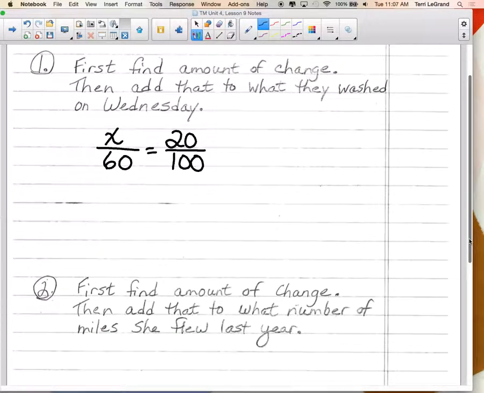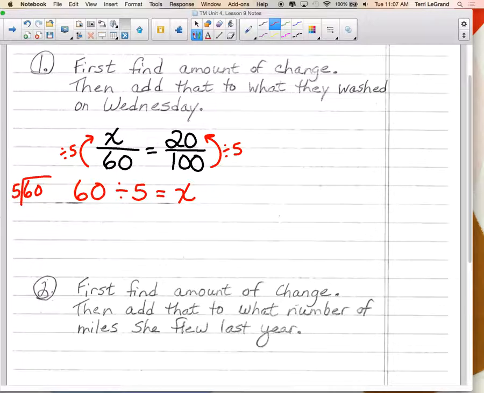Okay, what do you want me to do, vertical or horizontal? Sylvia? Vertical. Oh, I'm supposed to read your sign language here. Okay, vertical, she says. So what do we have to do to 100 to get 20? Caden? Divided by 5. So we'll come over here and do the same thing. We're going to have 60 divided by 5 equals X. 60 divided by 5.